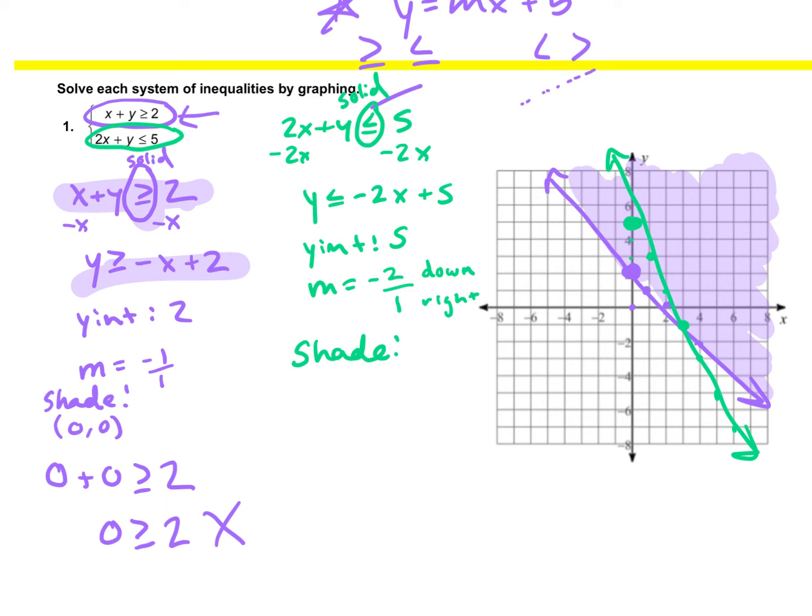Now to shade, what point should I plug in? 0, 0. So I have 2 times 0 plus y, I'm plugging in 0 for x and y, is less than or equal to 5. So what's 2 times 0? 0, and 0 plus 0? 0. So is 0 less than or equal to 5? Yes, this is true. So do I shade where 0, 0 is or where it's not? Where it is. So I'm shading over here on this side.